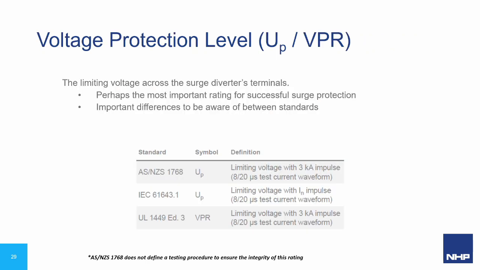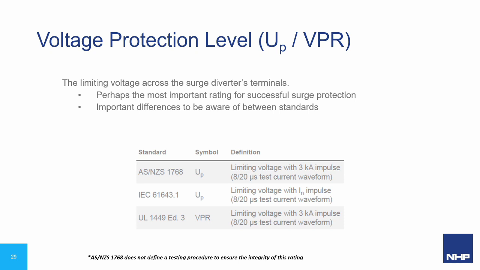Voltage protection level is perhaps the most critical parameter of a surge diverter. It defines the residual voltage across its terminals. This voltage is also seen by the equipment being protected, and therefore this parameter is the one which defines whether a surge diverter can keep the residual voltage low enough to avoid the equipment being damaged. While the definition is the same between the three standards, the testing behind it differs greatly.